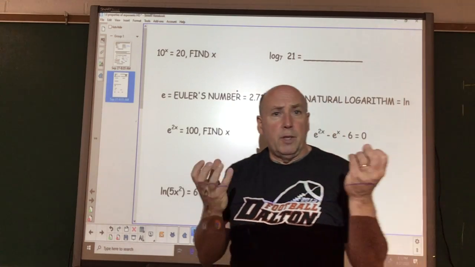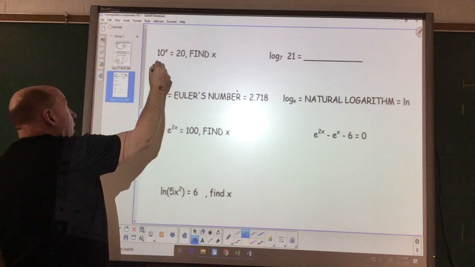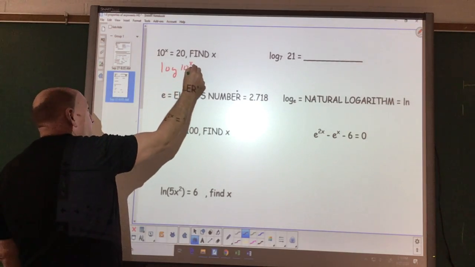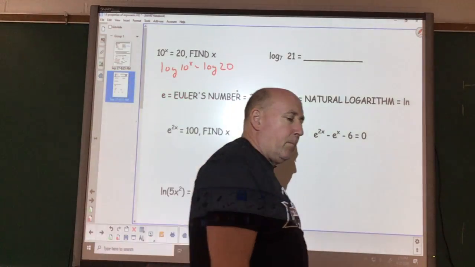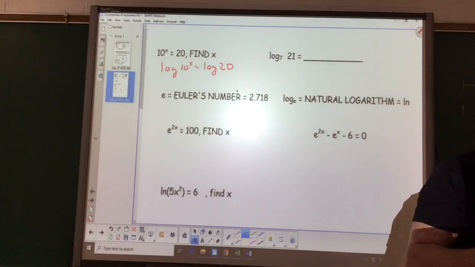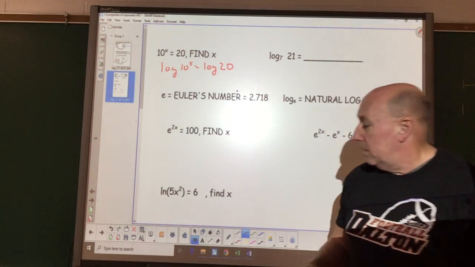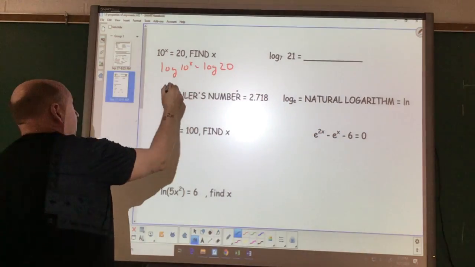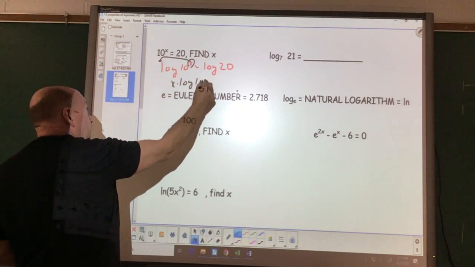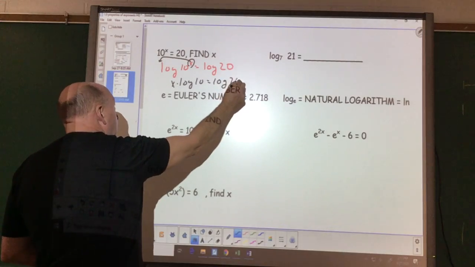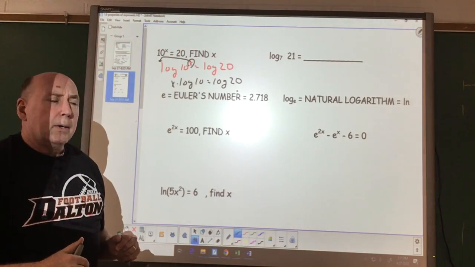The first one is, if two things are equal, then the logs are going to be equal. So the log of 10 to the x will equal log of 20. Now we're going to use our exponent property. We're going to bring the x out front. X times the log of 10 is equal to log of 20. Now I did not put a base in there because I'm just going to use the common log here.